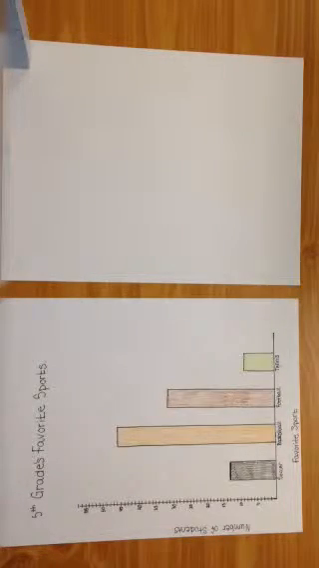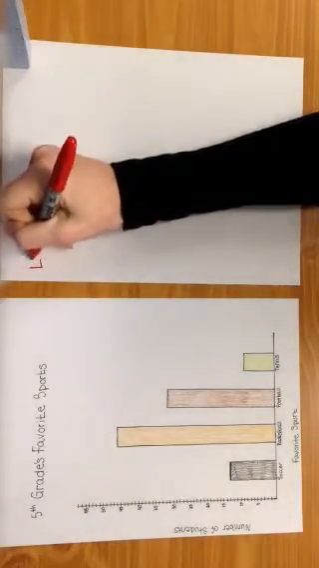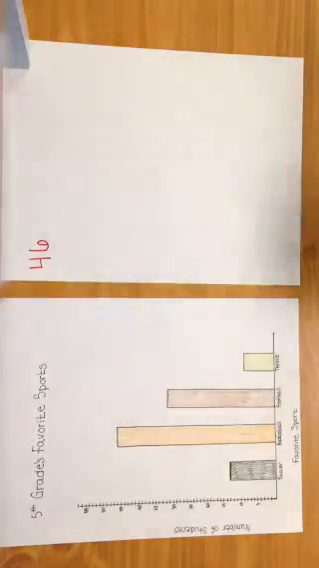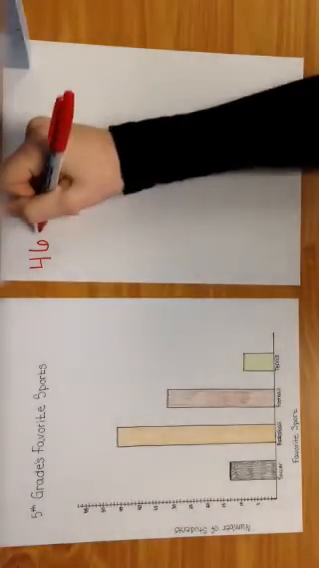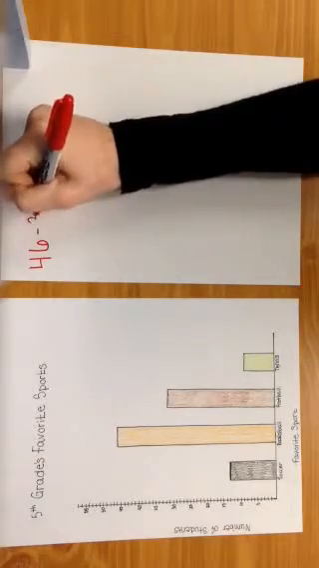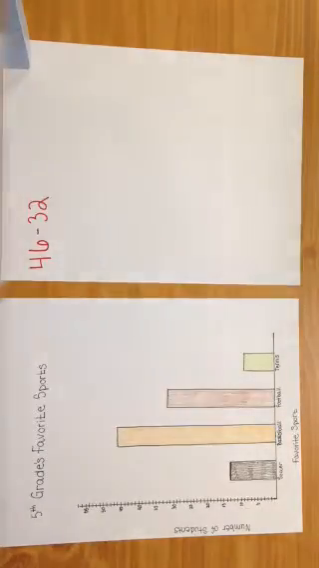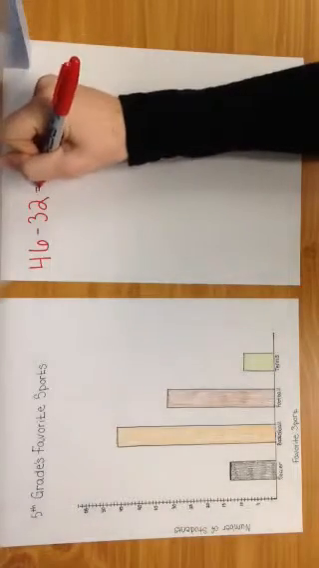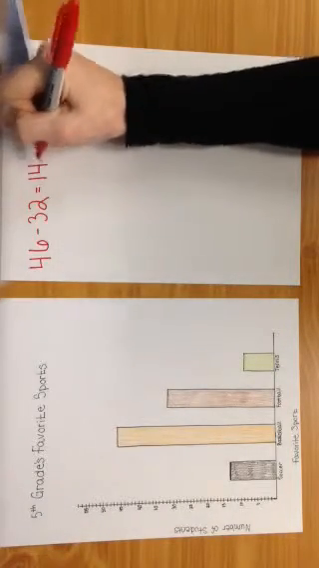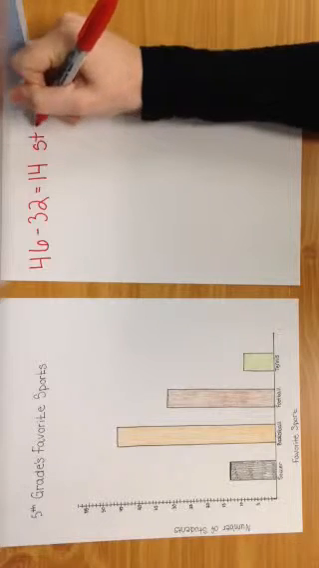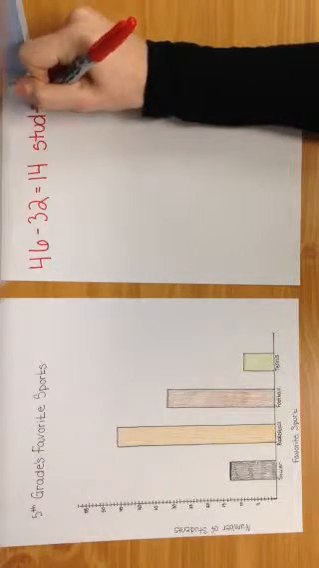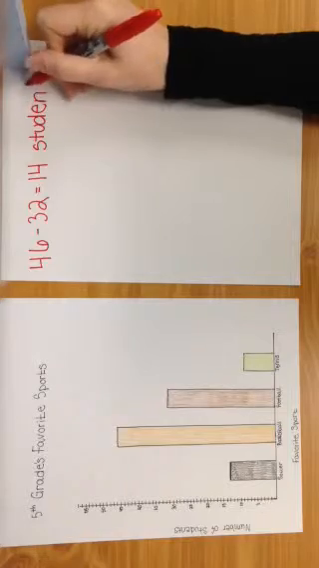We can also answer questions using this data, such as how many more students chose basketball than football as their favorite sport. And we can represent this by showing 46, which is the number who chose basketball as their favorite, minus 32, which is the number that chose football as their favorite, and we get 14. Therefore, 14 more students chose basketball as their favorite sport.